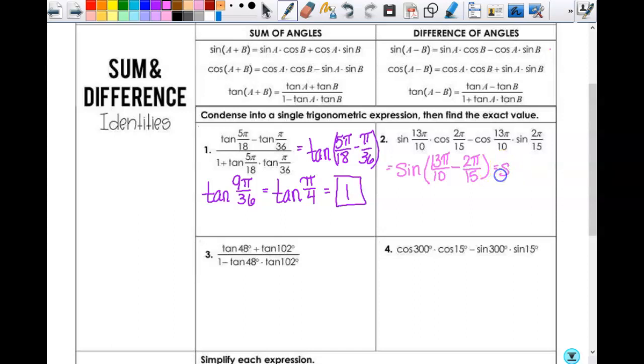Okay, so to subtract those, I need a common denominator. I think that will be 30, so this will be the sine of 39 pi over 30 minus 4 pi over 30, which is going to give me the sine of 35 pi over 30, which would reduce to the sine of 5 pi over 6. No, it does not. That would be 7 pi over 6. Okay, 7 pi over 6. Sorry about that. All right, so sine of 7 pi over 6. 7 pi over 6 is in the third quadrant. Sine is negative there. The sine of a pi sixth angle is 1/2. So it's negative 1/2.